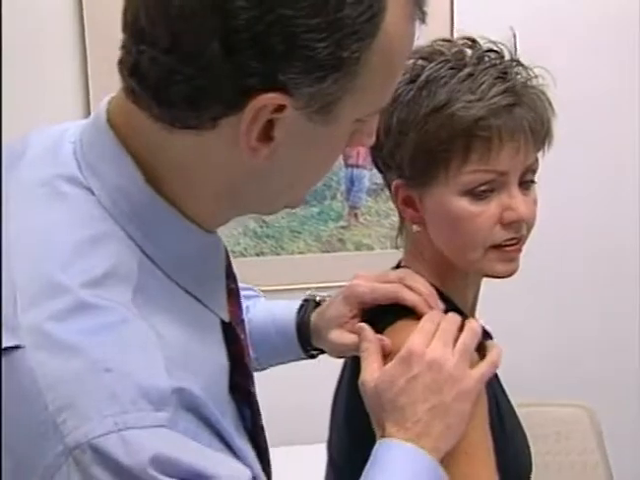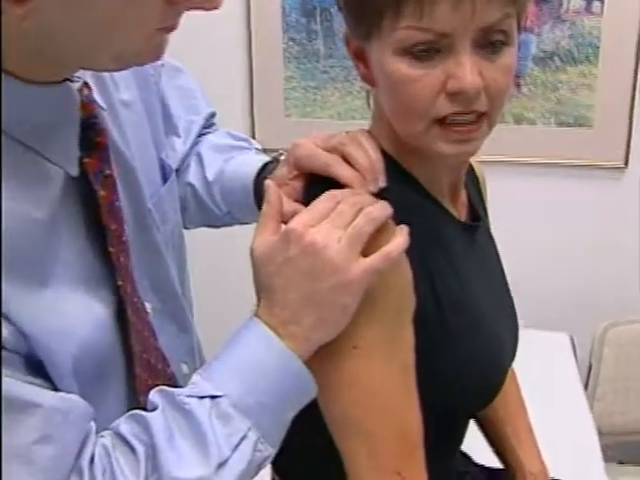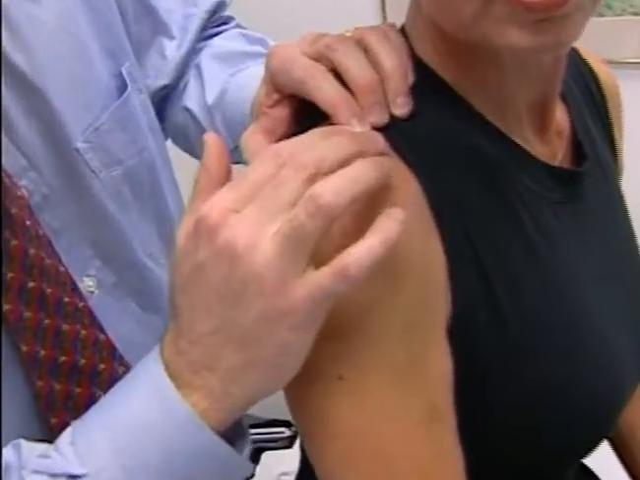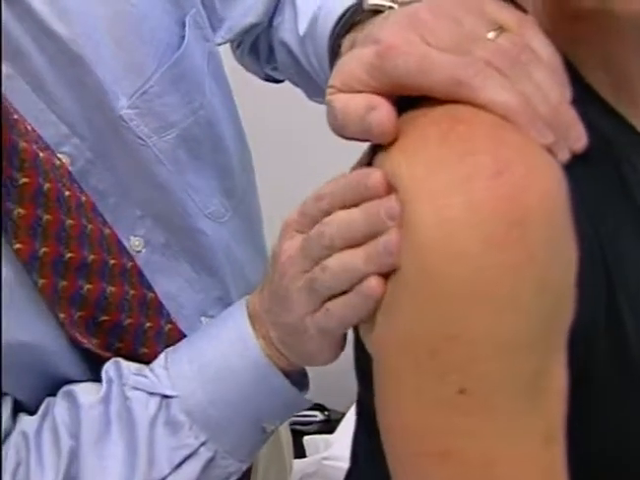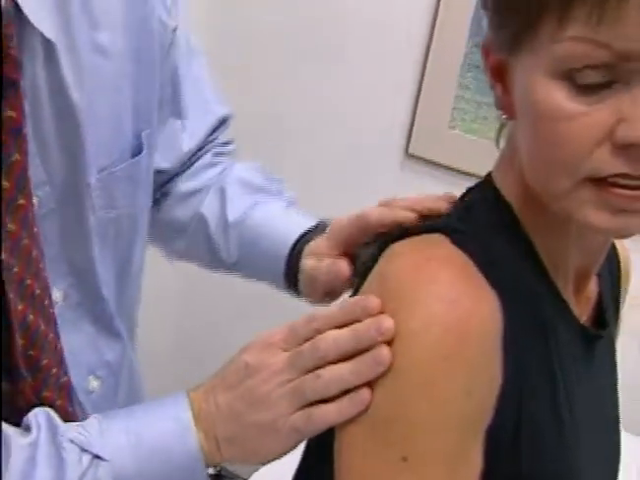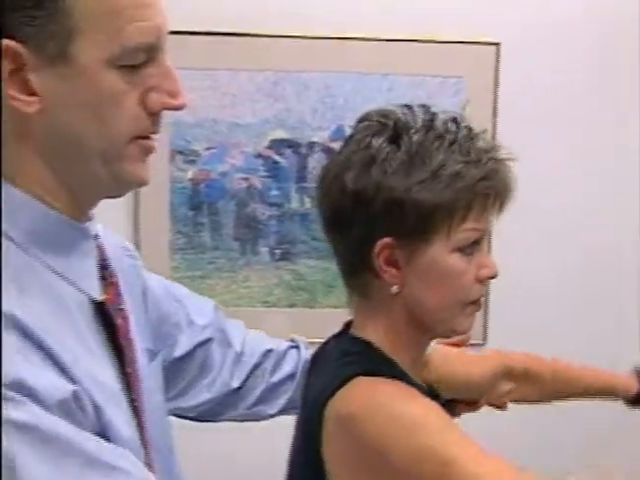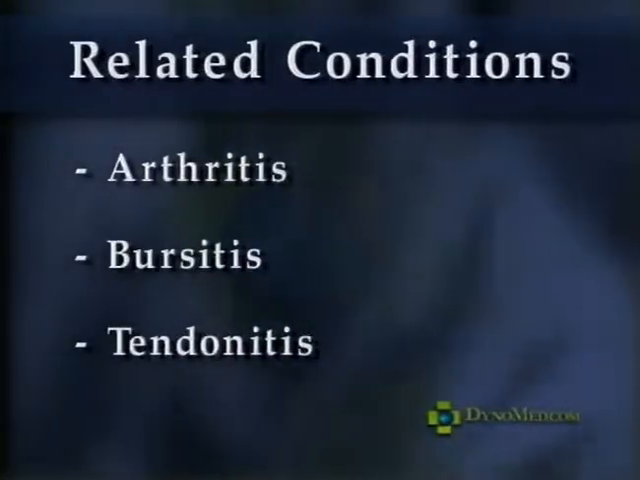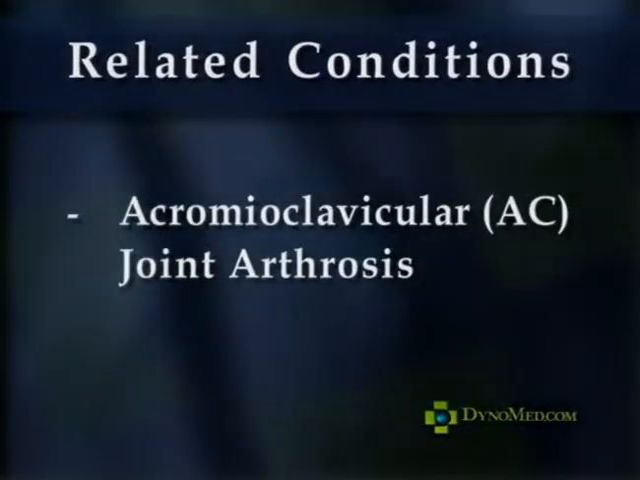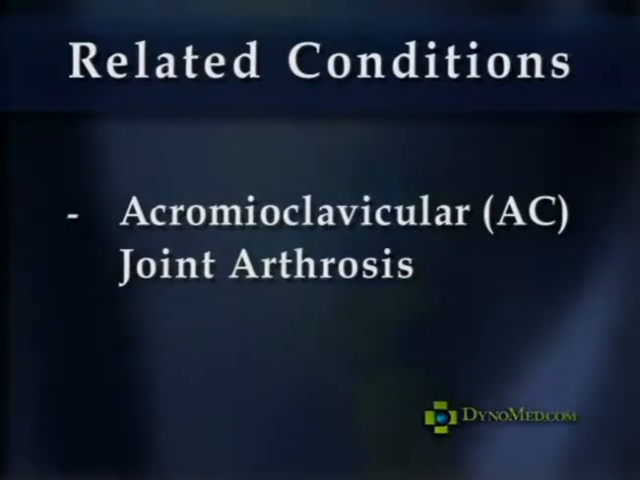Most shoulders with rotator cuff tears have a history of other problems. The same problems that caused the rotator cuff tear have most likely affected the rest of the shoulder. Diagnosis and treatment involves addressing these related conditions, such as arthritis, bursitis, tendinitis, and acromioclavicular AC joint arthrosis as well.